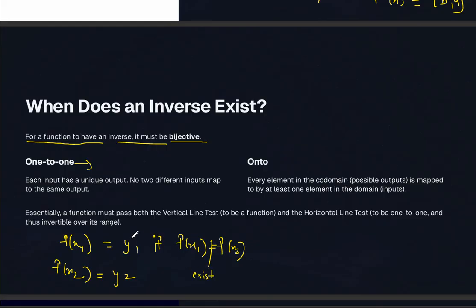So these are the first condition. This is the first condition for a function to have an inverse. Now let's understand what is meant by onto.